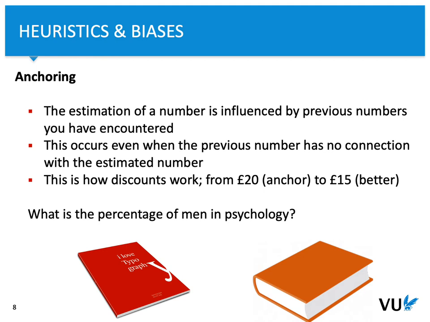And now let's think about the percentage of men in psychology. But before that, think for a few seconds how many pages each book has. On the left-hand side, maybe 50, on the right-hand side, maybe 700. And now, try to answer the question, how many men are in psychology? I'm pretty sure that this estimation heavily influenced your estimation.